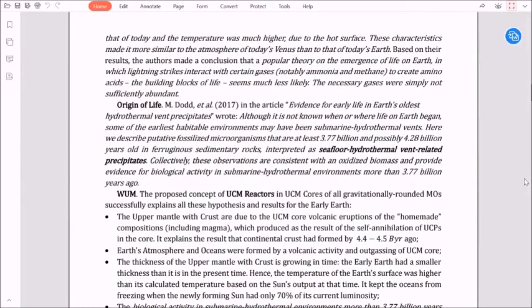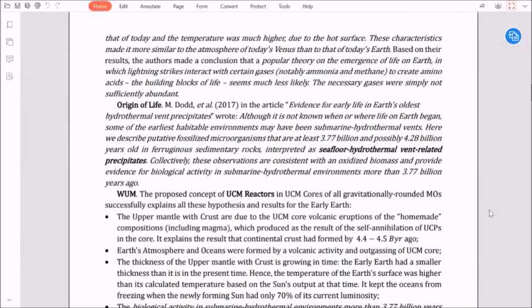Here we describe putative fossilized microorganisms that are at least 3.77 billion and possibly 4.28 billion years old in ferruginous sedimentary rocks interpreted as seafloor hydrothermal vent-related precipitates. Collectively, these observations are consistent with an oxidized biomass and provide evidence for biological activity in submarine hydrothermal environments more than 3.77 billion years ago.